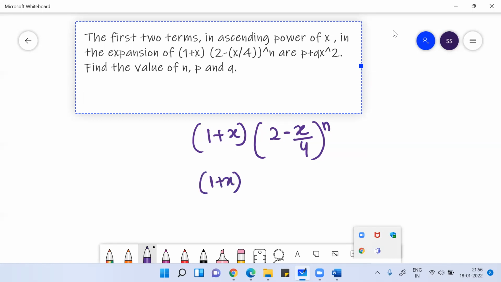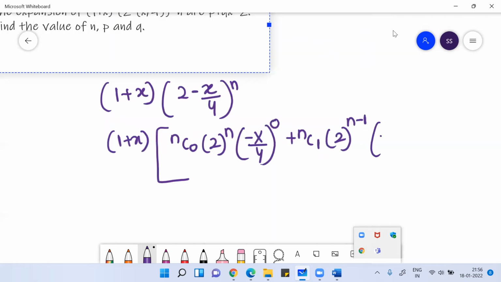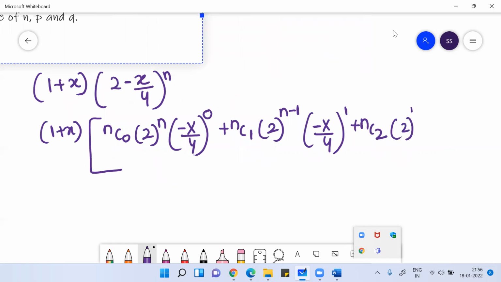So here I'll write 1 + x. If I do the expansion of this, it will be nC0, 2^n, then (-x/4)^0, then plus nC1, 2^(n-1), then I'll write this as (-x/4)^1, plus nC2, 2^(n-2), then (-x/4)^2. If the power is even, then negative will give positive. You know this very well.